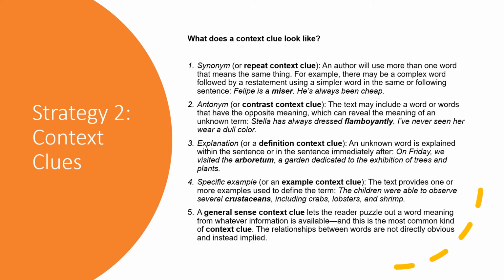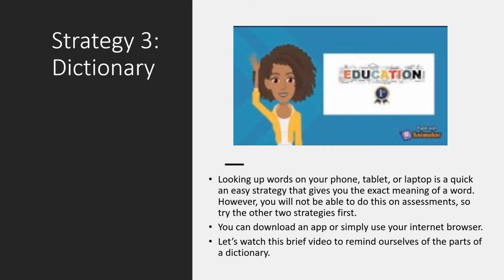And then the last one is called a general sense context clue. It lets the reader puzzle out a word meaning from whatever information is available. This is actually the most common kind. The relationships between words sometimes cannot be broken into those other 4 categories, but instead it's implied some way through the text. So that number 5 is kind of like the catch-all. But our first strategy would be morphemes. Our second strategy would be using context clues.